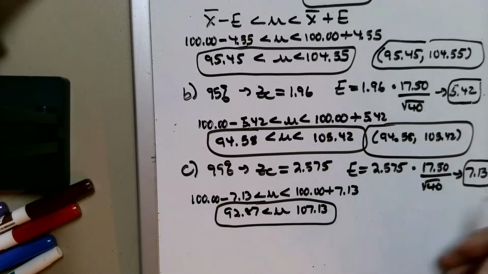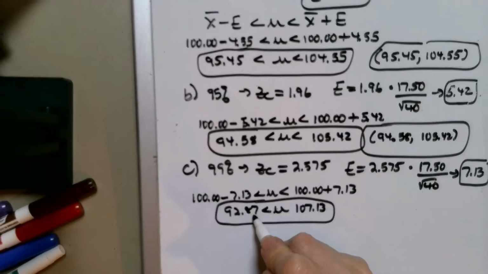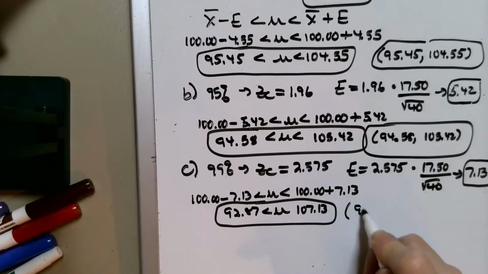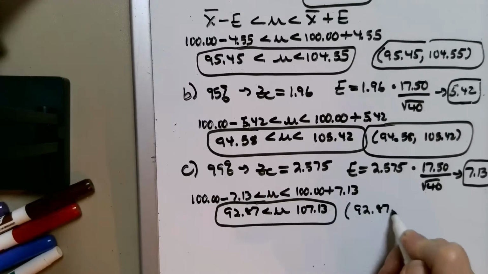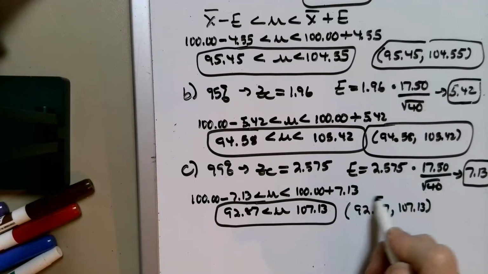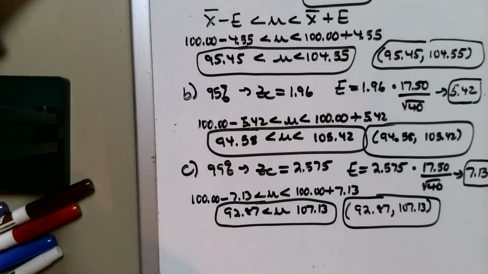That would be either answer. If you use $7.12, that would be 88 cents here, 12 cents here. So in interval notation, 92.87 with the parentheses, comma, 107.13. Again, the answer key's off by a penny, but it's very close.